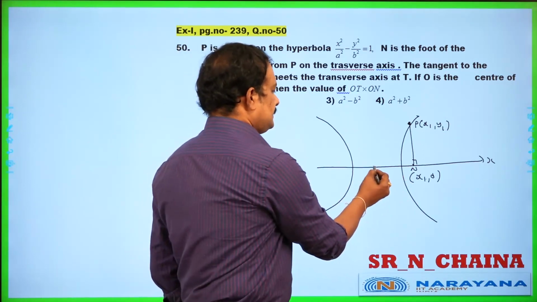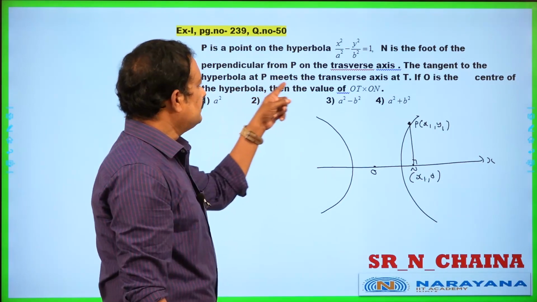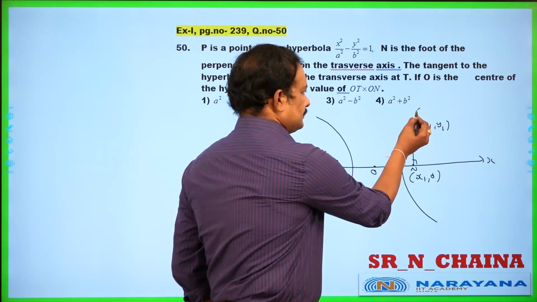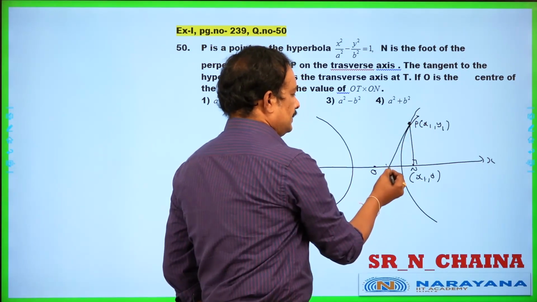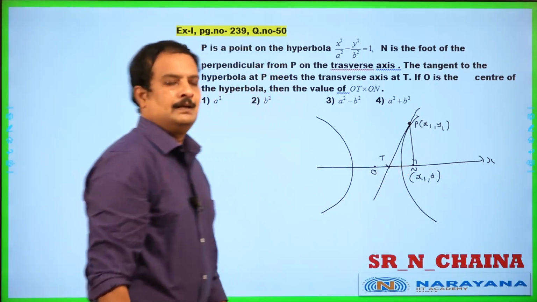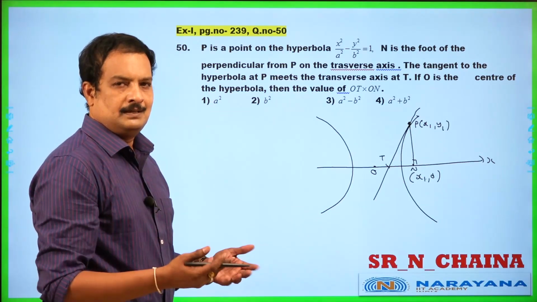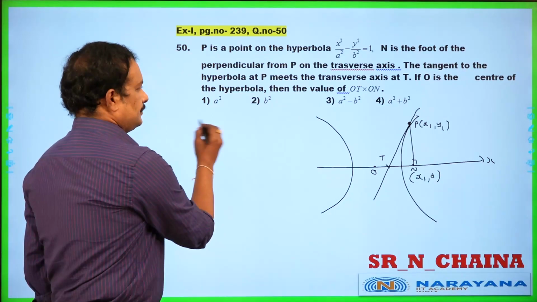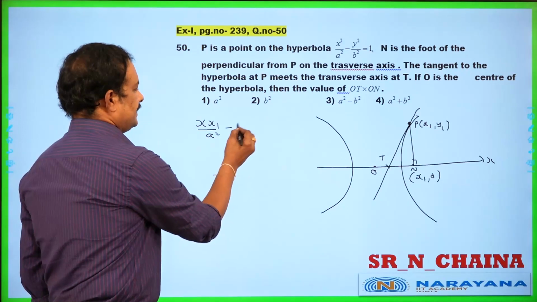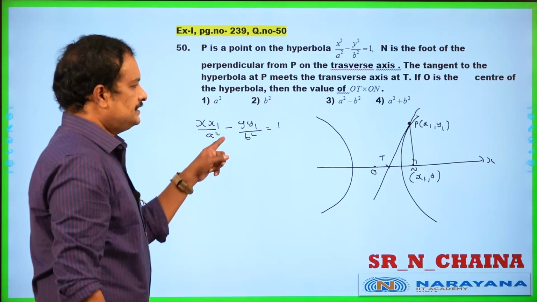This is the center of the hyperbola, which is the origin. One more thing, the tangent to the hyperbola at P has been taken. The tangent to the hyperbola at the point P is this one, and this is meeting the axis at the point T, as given. What is the tangent equation at the point P here? That is S1 equal to 0. So here I write the tangent at P, which is x x1 by a square next minus y y1 by b square equal to 1.